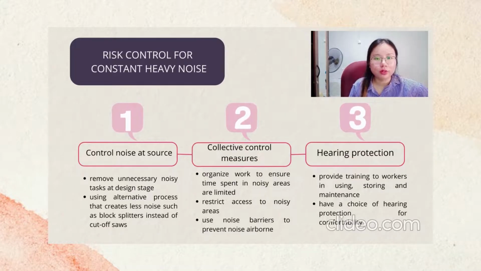Employers and employees should be involved in the assessment process as well as discussions in controlling mechanisms in place. Controlling noise at source: removing unnecessary noise at design stage, and using an alternative process that generates less noise. Collective control measures: organizing work to ensure time spent in noisy areas is limited, restricting access to noisy operations environments, using noise enclosures and areas to prevent the route of airborne sounds. Lastly, training should be given to employees on how to use, store and maintain hearing protection. Employees should also have a choice of suitable hearing protection so that it is comfortable.